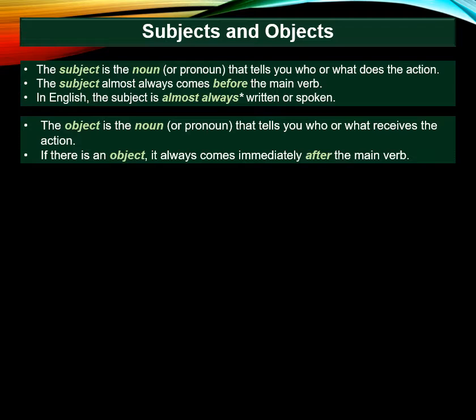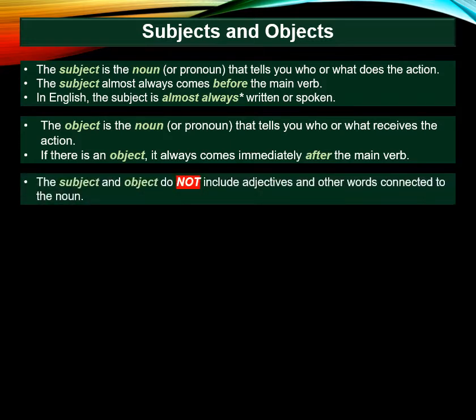The object is the noun or pronoun that tells you who or what receives the action. If there is an object, it always comes immediately after the main verb. Right after. If there's anything else, then there's no object. This is a general rule. Of course, there will be some exceptions. The subject and object do not include adjectives and other words connected to the noun.